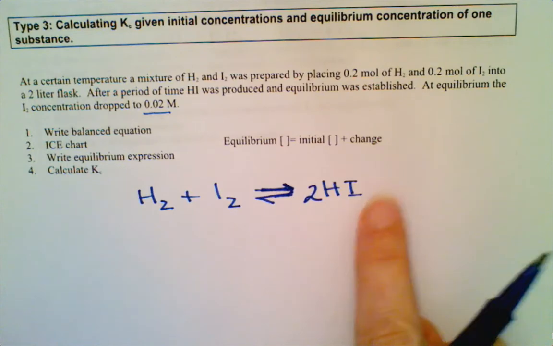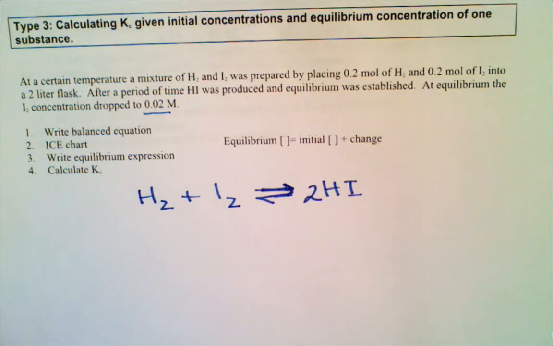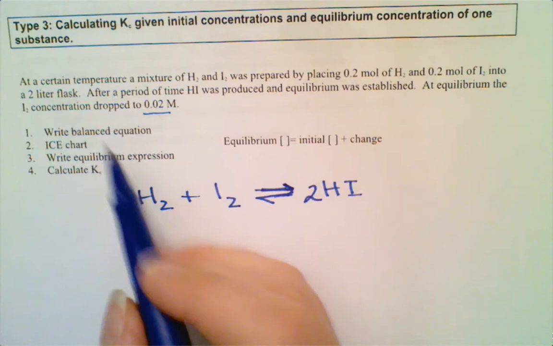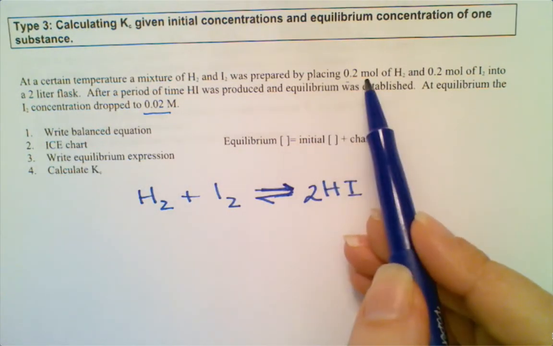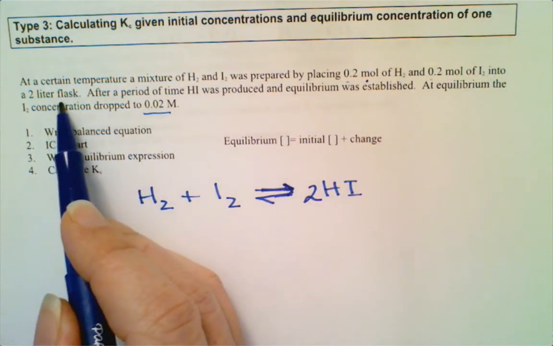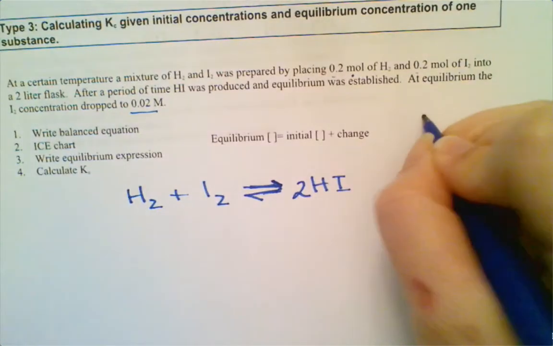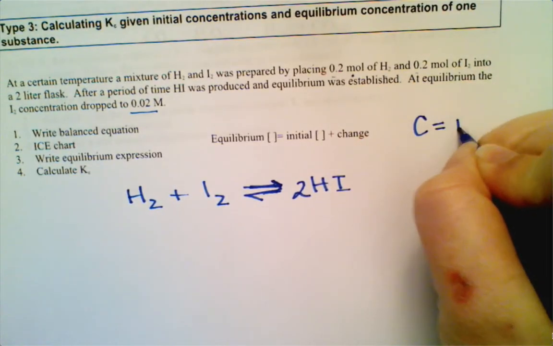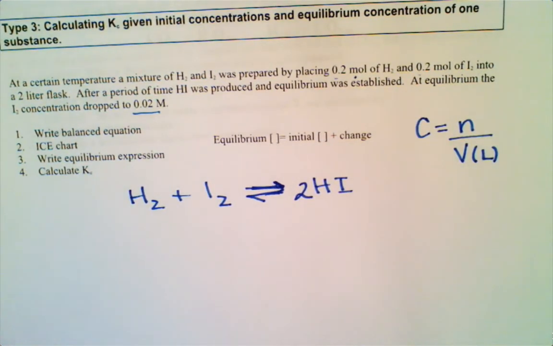I do want to make sure that each of these were gases, and we're just going to assume that because they haven't said otherwise. But I know they're gases. What we want to do for these types of questions: it tells you that you initially placed 0.2 moles of H2 and 0.2 moles of I2 in a 2-liter flask. We have to convert those mole values into concentration. So we have to remember this relationship, that concentration equals moles over volume, when volume is in liters.